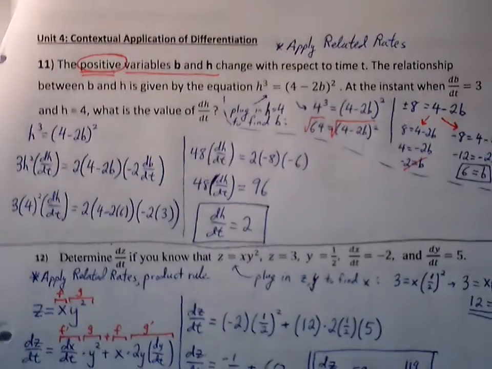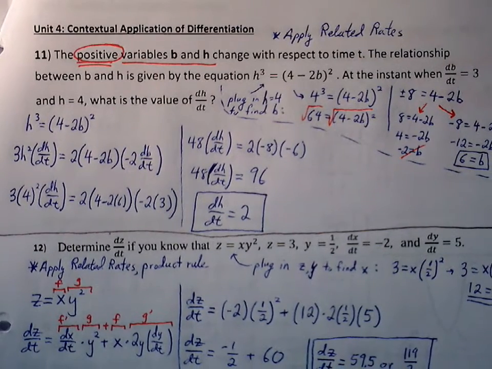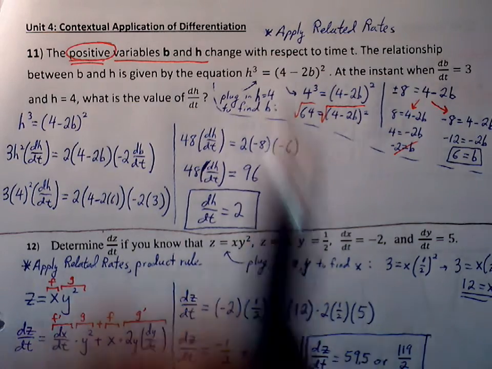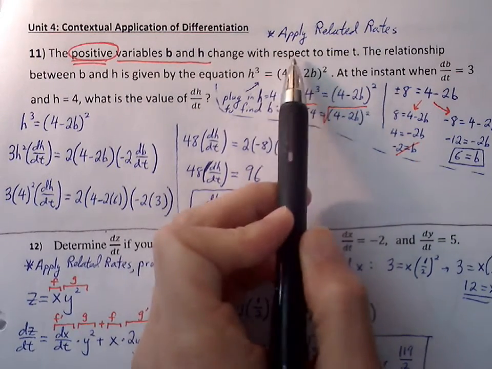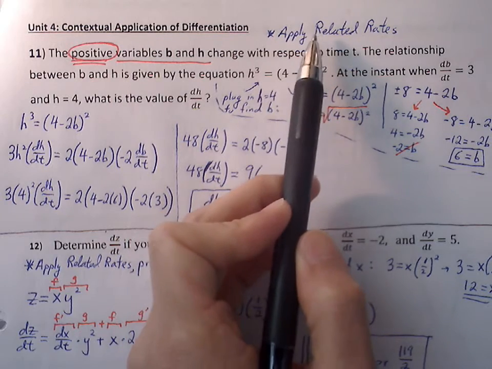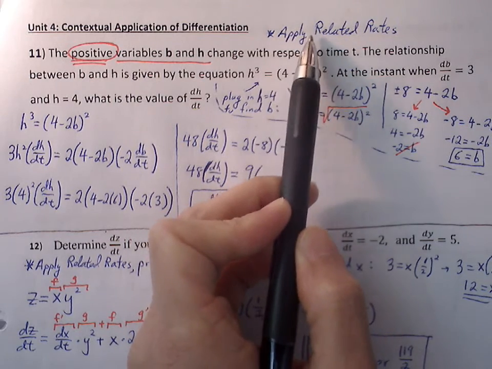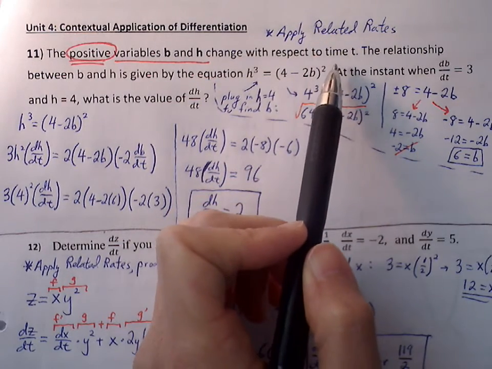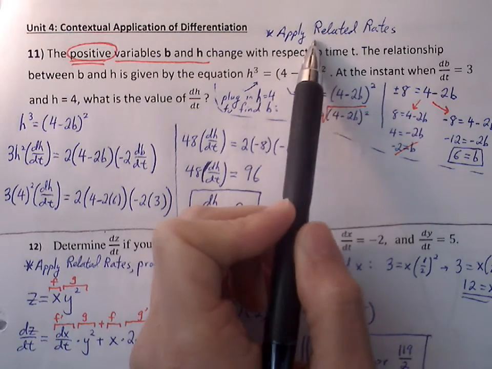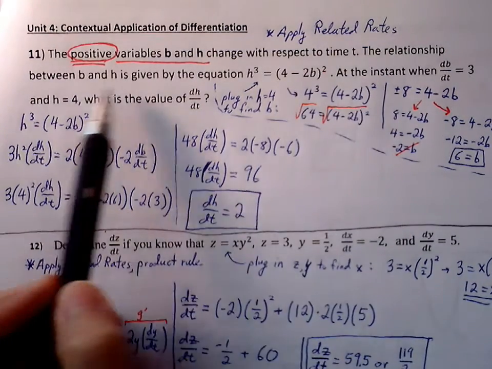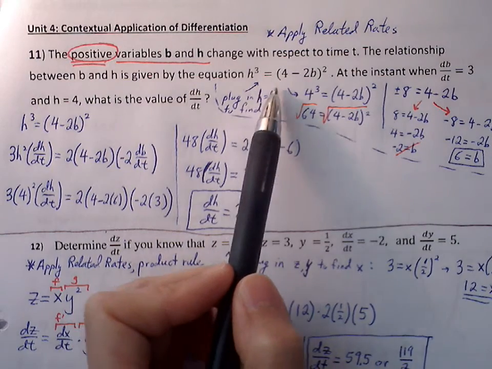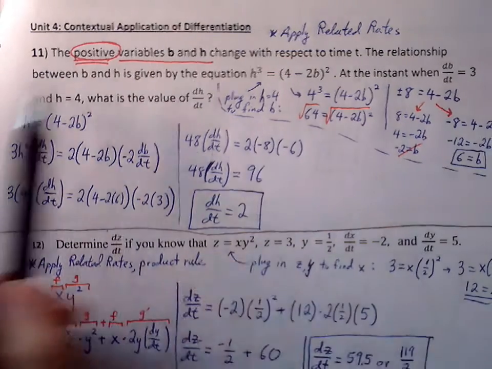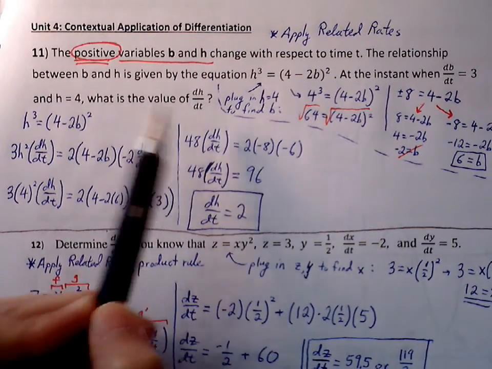Okay, number 11. We have positive variables b and h that change with respect to time t, so that's a hint that we're going to have to go through related rates here. So again, related rates says we're going to find the derivative like we normally would. Every variable gets affected, but we have to involve d over dt for each of those variables because time is the independent variable. The relationship between b and h is given by the equation h cubed is equal to quantity 4 minus 2b squared.